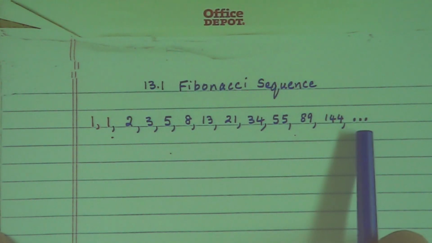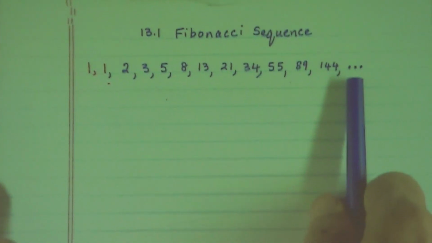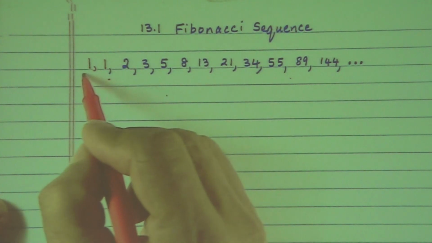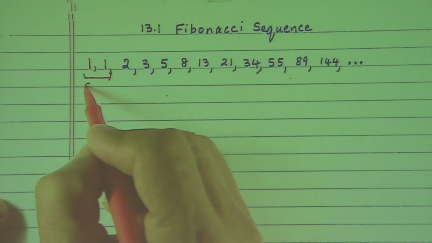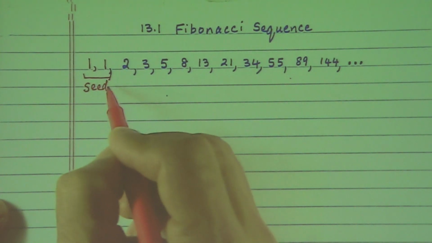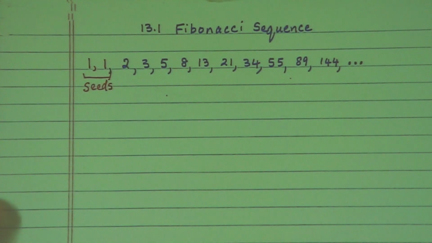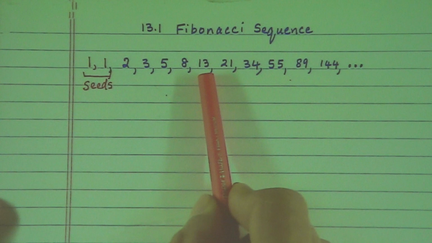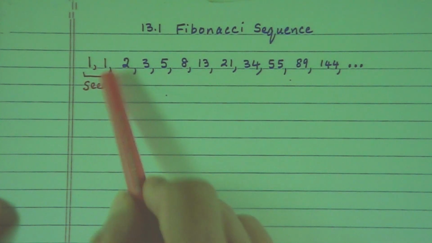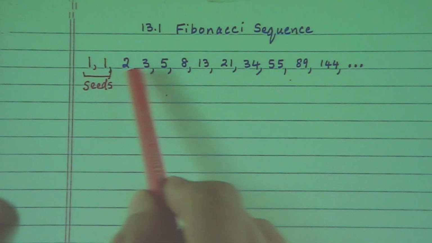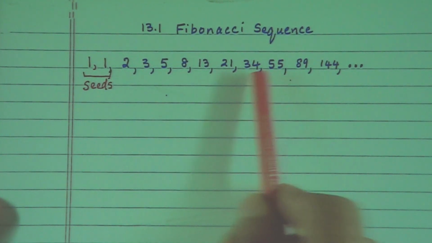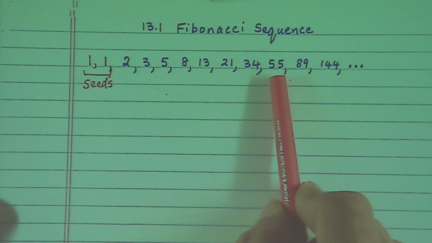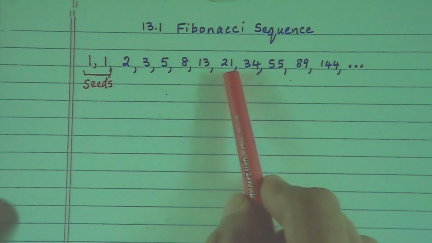So it is an infinite sequence. Now these first two are called the seeds. So your rule will be to obtain any Fibonacci number except the first two. Suppose I want 1, 2, 3, 4, 5, 6, 7, 8, 9. I want the 10th Fibonacci number. Well, if you know the 9th and the 8th, just add those two.